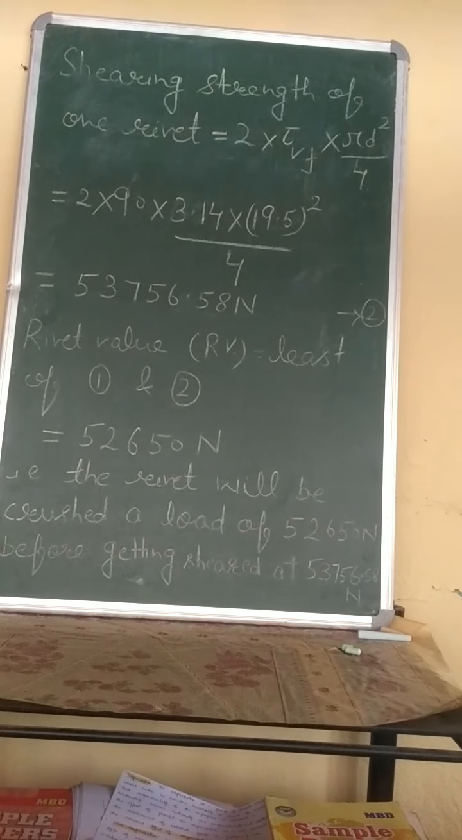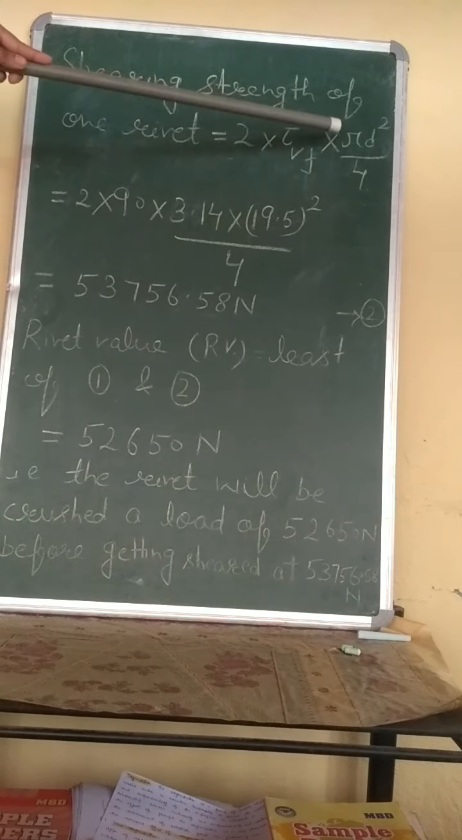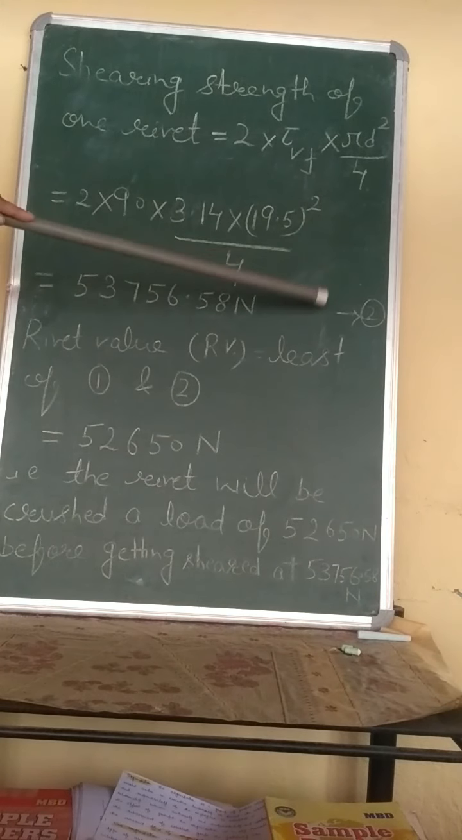What next is shearing strength of one rivet. Shearing strength of one rivet is equal to 2 into tau VF into pi d square over 4, that is in double shear. 2 into tau VF is equal to 90 into pi 3.14 multiplied by d gross diameter, that is 19.5 square over 4. Solving this equation, we get 53,756.58 Newton. That is our equation 2.